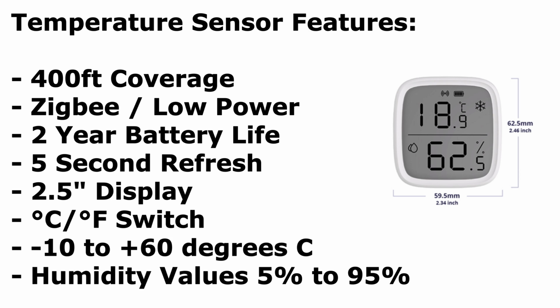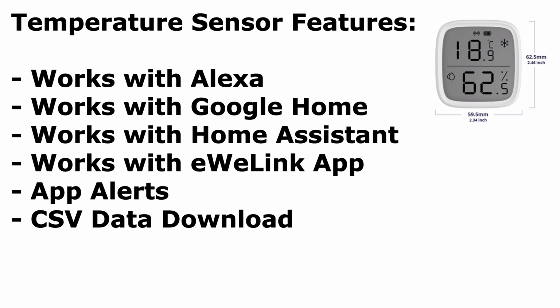So what sort of features has the temperature sensor got? Well, it's supposed to have a 400-foot clear line of sight kind of coverage. It's obviously running Zigbee, so low power. And the batteries on board should last about 2 years. Now the value should update about every 5 seconds. There's a 2.5-inch diagonal display, and there is a centigrade and Fahrenheit switch if you want to swap between them. And the sensor will actually measure from minus 10 to plus 60 degrees Celsius, with humidity values ranging from 5% to 95%.